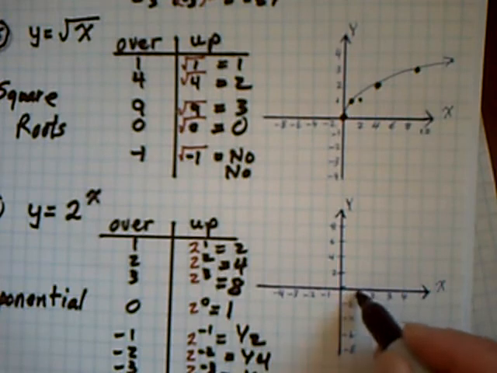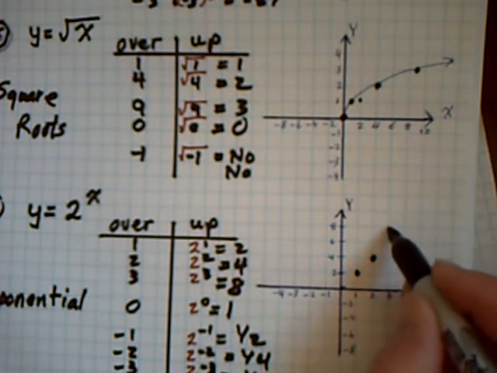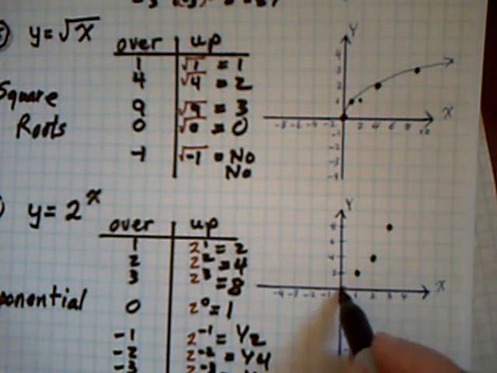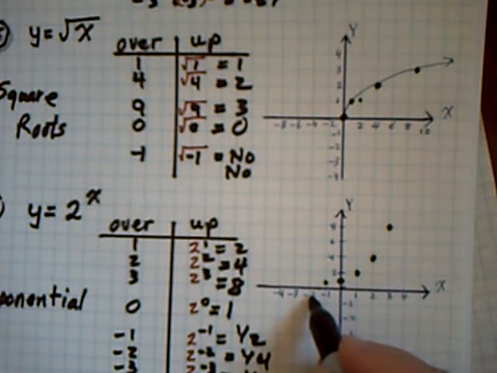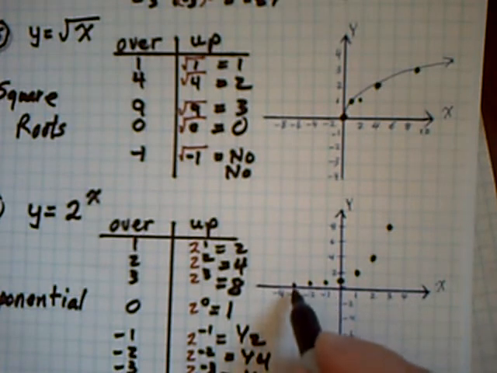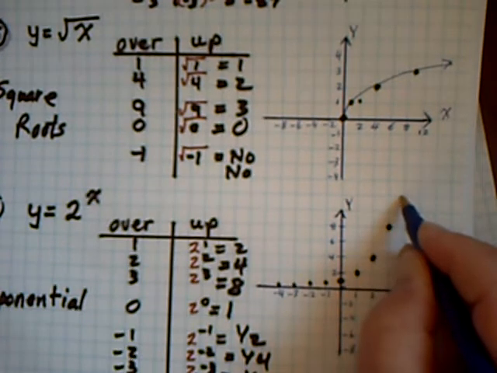over 1, I go up 2. Over 2, I go up 4. Over 3, I go up 8. Over 0, I go up 1. So it actually doesn't go through what we call the starting point. Think of all of these curves as having a starting point at 0, 0. Now if I go to the left one, I'm going to go up a half. If I go to the left 2, I'm going to go up a quarter. And if I go to the left 3, I go up 1/8, and left 4, I go up 1/16, and so on. So this graph looks like this.